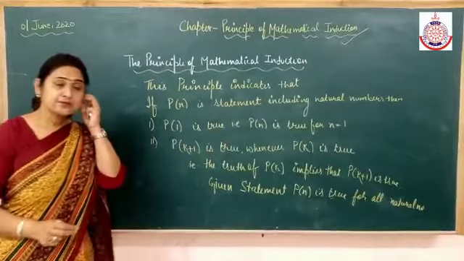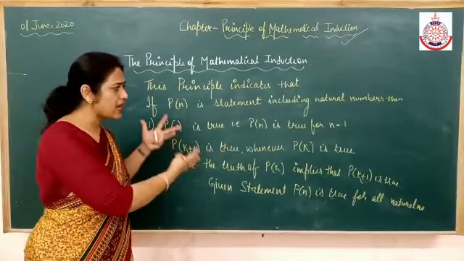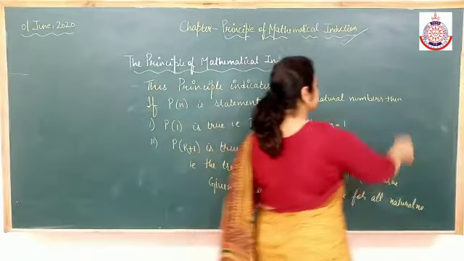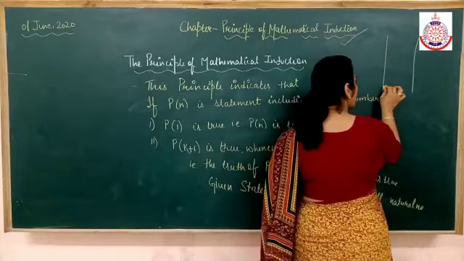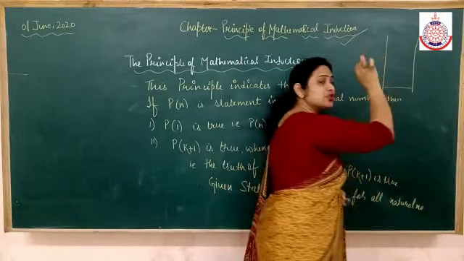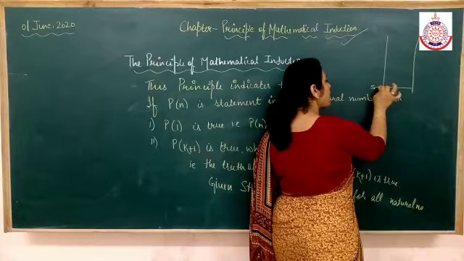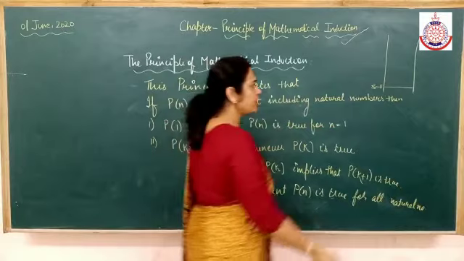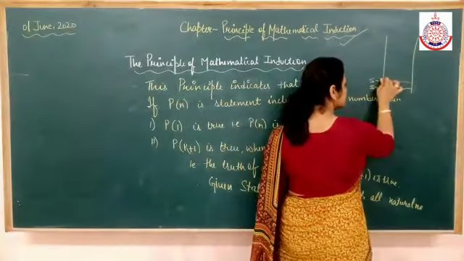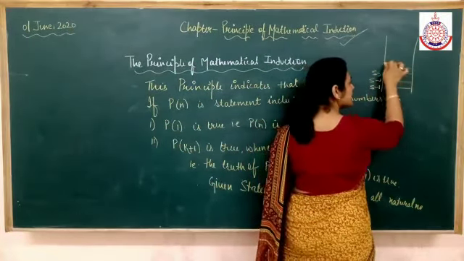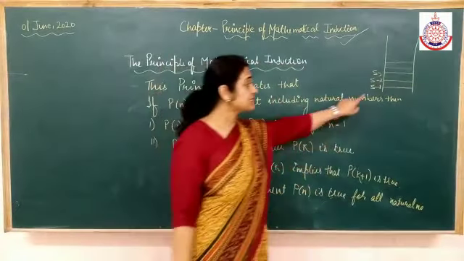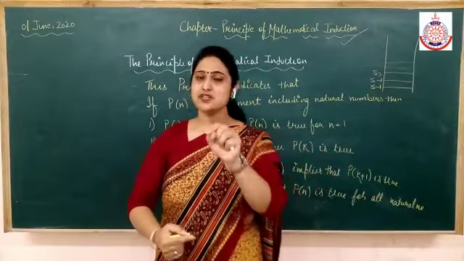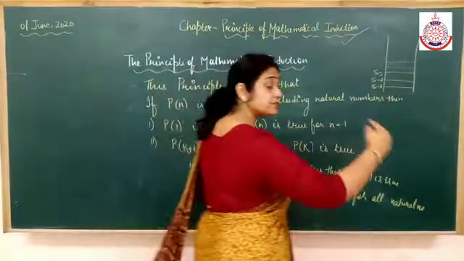I'll just give you an example of how it is happening. Suppose you have to climb a ladder. If you are able to climb on the first step, that is my step 1, the same way you will climb on step 2, the same way you will climb on step 3, and so on. So I will prove the result first for n equals 1, that whether I am able to climb on the first step or not.